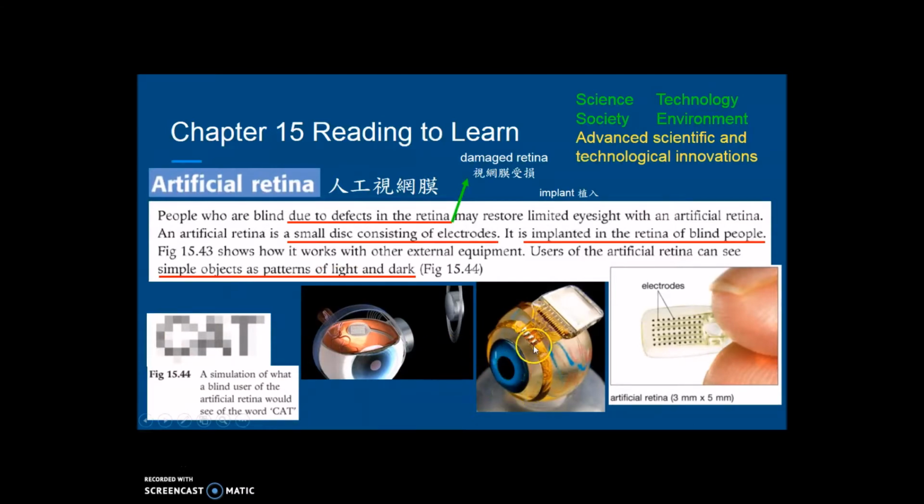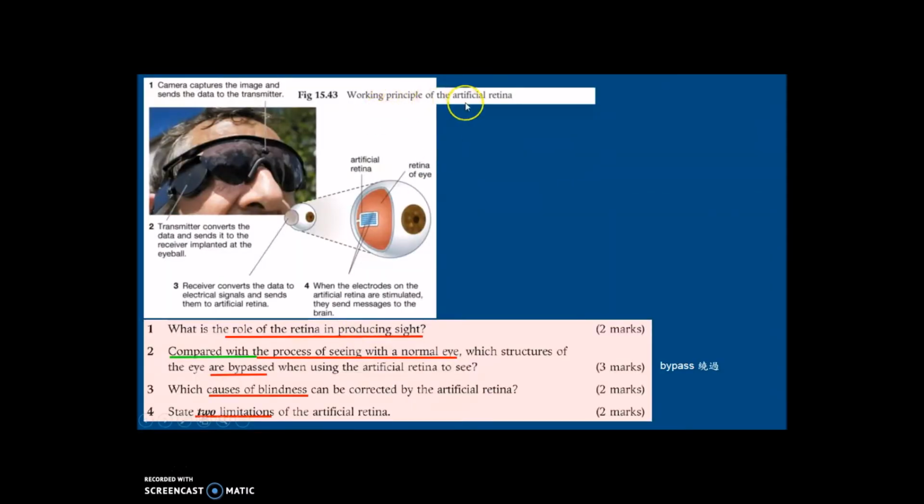How can this be installed in our eye, in our eyeball? Let's take a look at the working principle of the artificial retina. The camera will capture the image. Remember, that's the image but not the video. Then it sends the data to the transmitter, and the transmitter will convert the data and send it to the receiver implanted at the eyeball. Once the receiver receives the data, it will convert the data to electrical signals and then send the signal to the artificial retina. And once the electrodes on the artificial retina are stimulated, they will send a message to the brain.